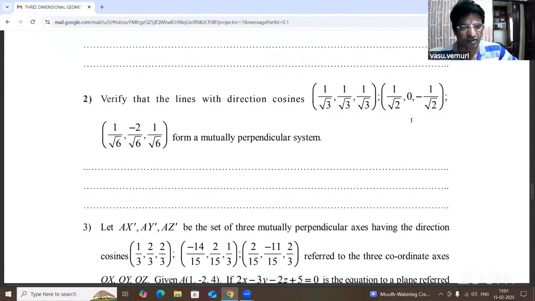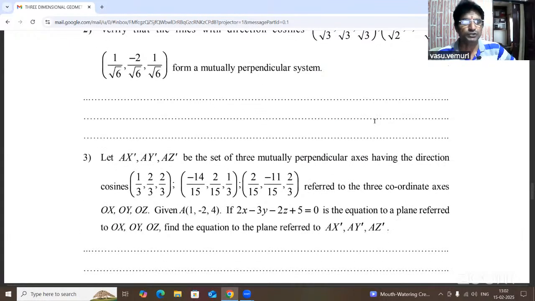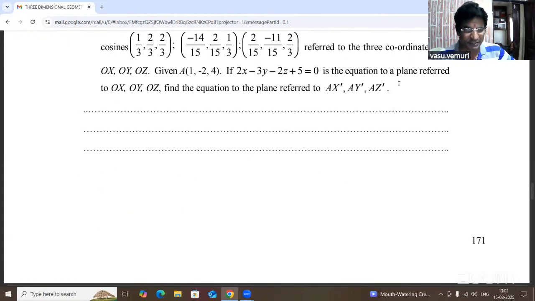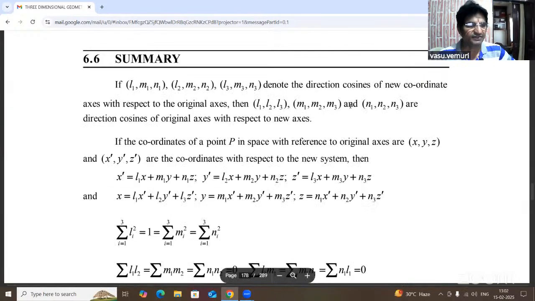X square plus y square plus z square plus 2ux plus 2vy plus 2wz plus d equal to 0. That is the general equation of a sphere. And the center is minus u, minus v, minus w. And the radius is the square root of u square plus v square plus w square minus d. That is the radius of the sphere. Those problems are also practiced. And especially in the sphere, the coaxial system and tangent plane equation. And at the same time, please practice plane of contact or point of contact problems, and especially the limiting points problem.